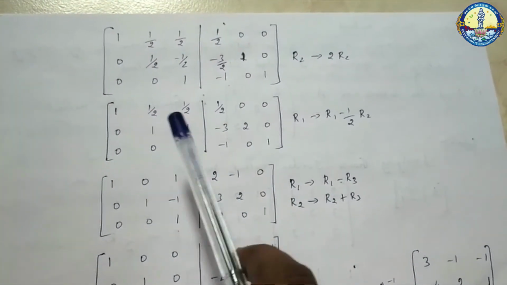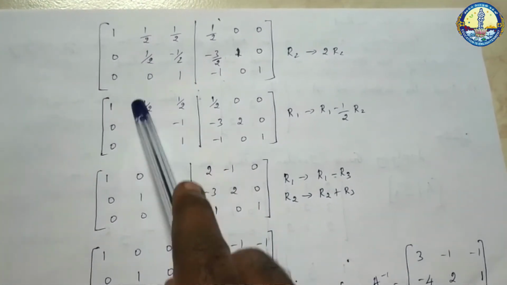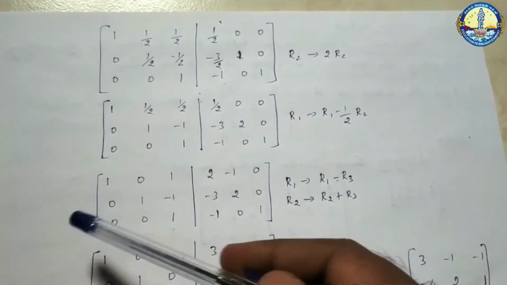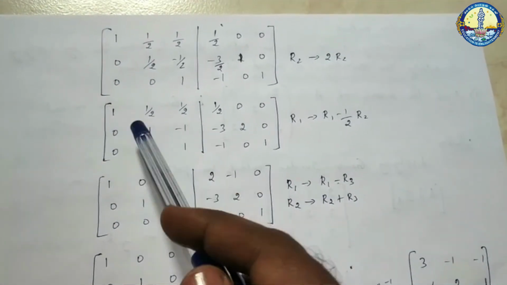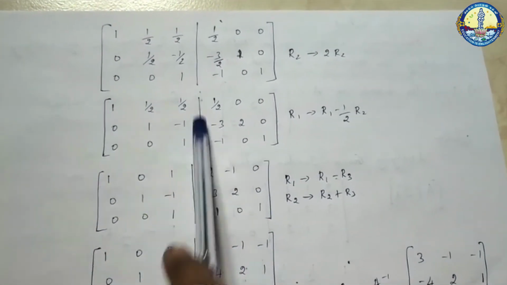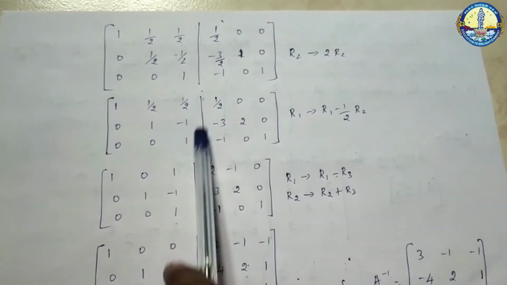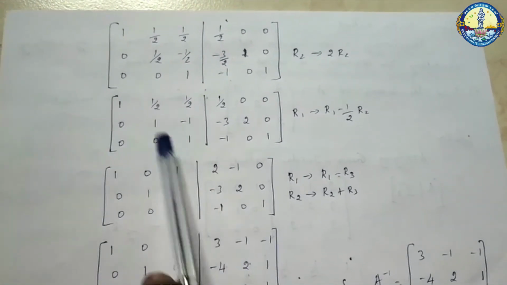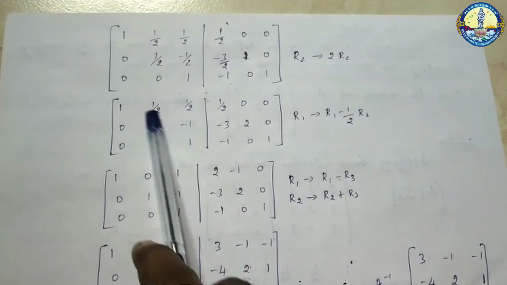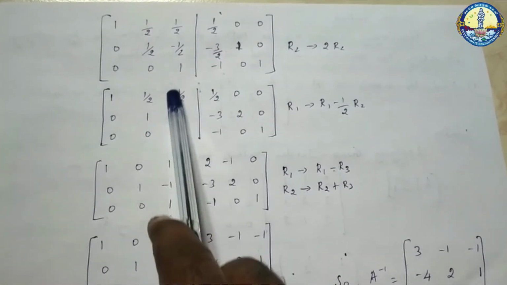And now we have to make this term as 0. Actually, we just go step by step. We have to make this as the identity matrix. Our aim is to make this as the identity matrix. Okay, 1 1 1 0 0 0, so this becomes 0. So the next step is we have to make this 0.